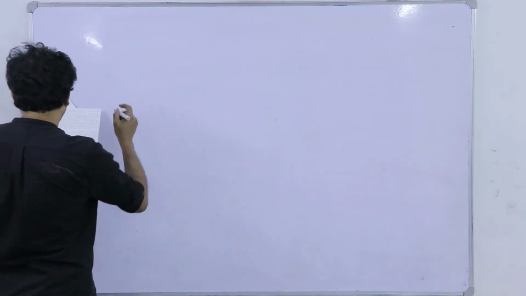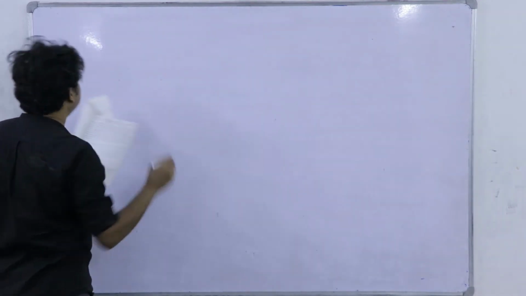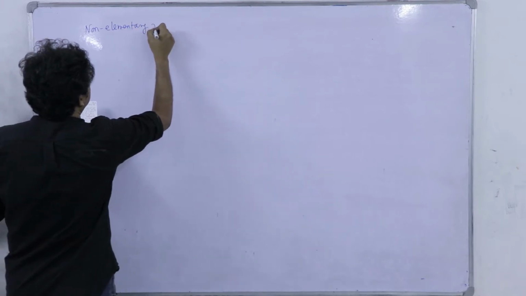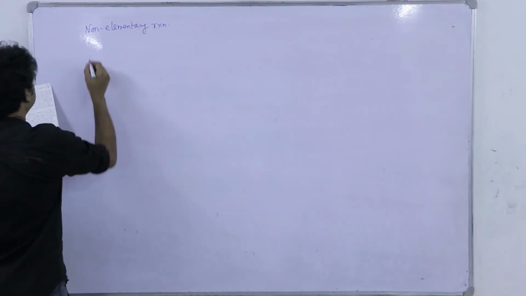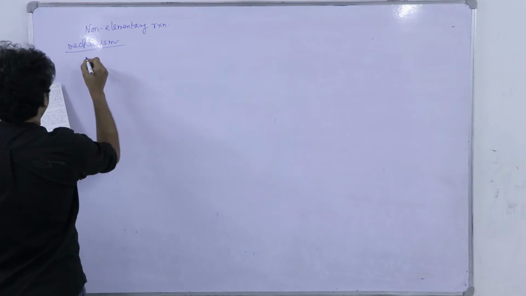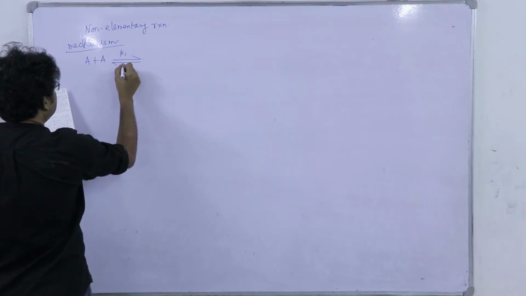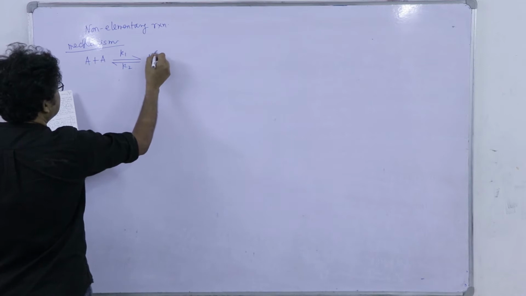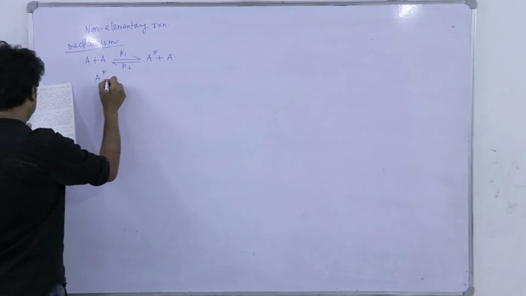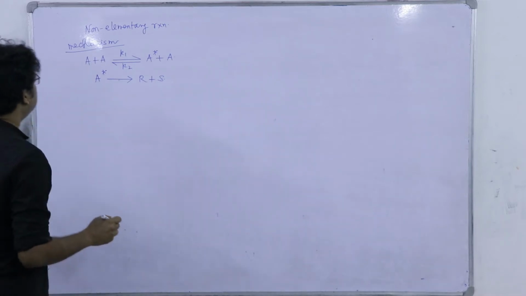So, you see, it is given that the mechanism of a non-elementary reaction is described as A plus A, with rate constants K1 and K2, giving A star plus A, and A star with K3 giving R plus S. Now, we have to write the rate equation.